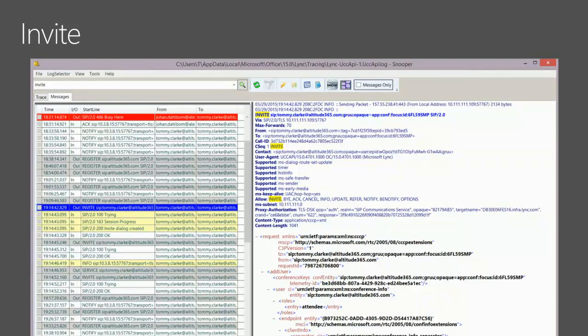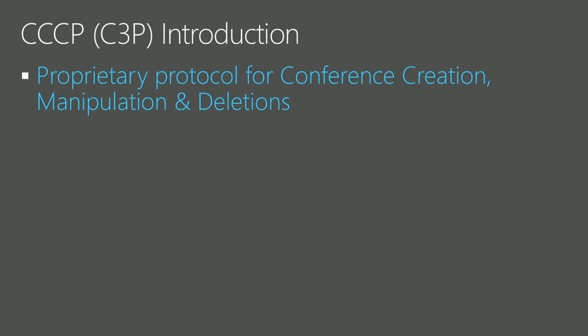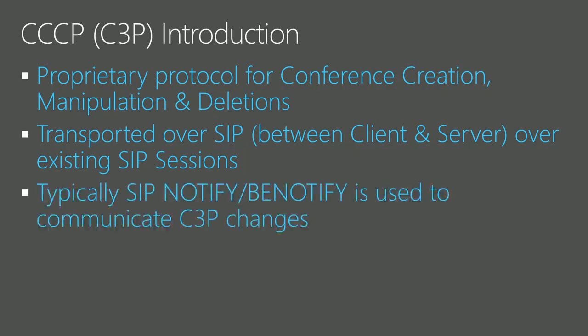So the invite is a message that will be sent when you join the meeting. And as you can see here, it's a content type application/cccp+xml. So what's that CCCP thing? It's a protocol that handles the conference creation and deletion and so on. It's transported over SIP. So you saw the SIP message, and then we had the XML body in it with all these kinds of instructions and commands that it will send.